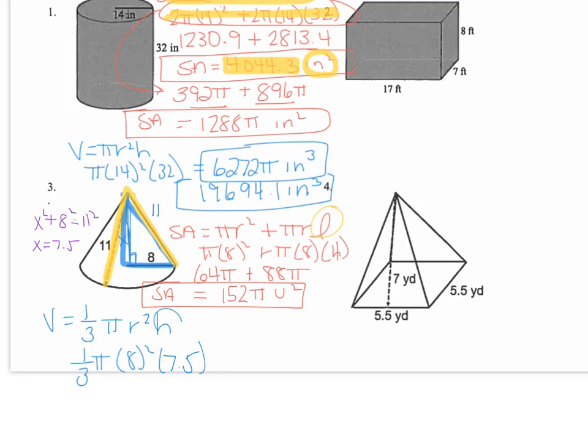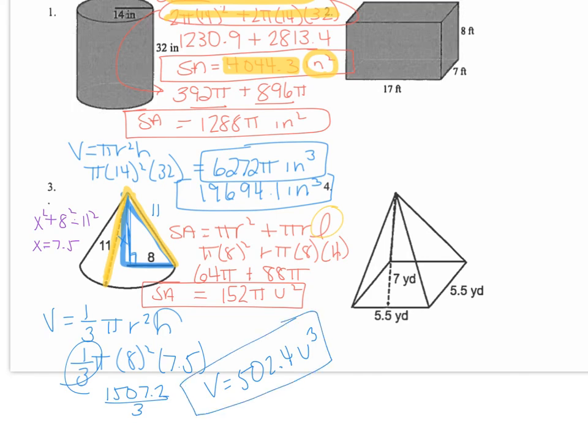Alright? So now I'm going to type all this in my calculator. Now this 1/3 right here, that just means I'm going to type in everything before it, and then at the end divide by 3. So 64 times 7.5 times pi, I get 1,507.2, and then I'm going to divide all that by 3, because that's what that 1/3 means. So my volume is 502.4 units cubed. So hopefully this makes a little bit of sense.